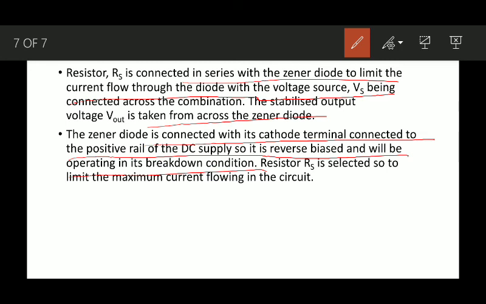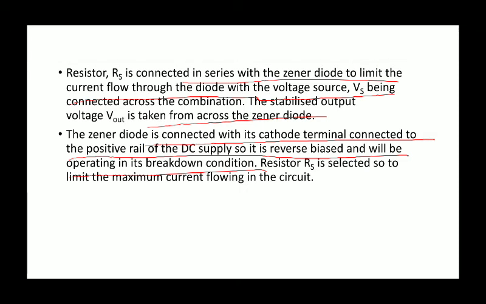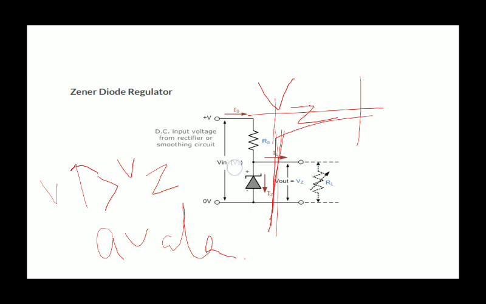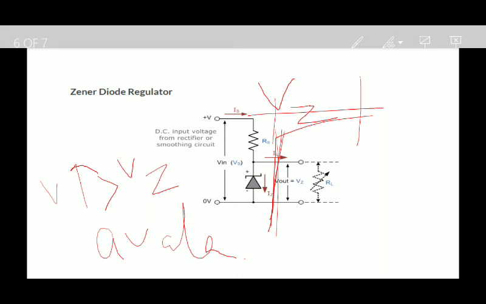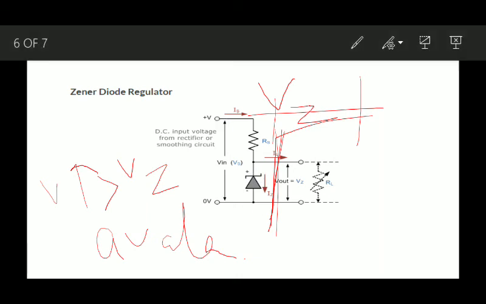Whenever the diode is used as a voltage regulator or a voltage reference to keep the voltage constant, it is always connected in the reverse bias direction. You can see here the cathode is connected to the positive terminal and the anode is connected to the negative terminal. So whenever it is used as a voltage regulator, it is always used in reverse bias. This is the overall working principle of the Zener diode.